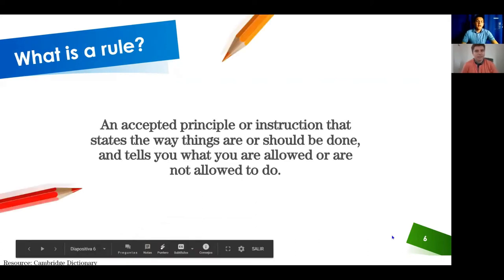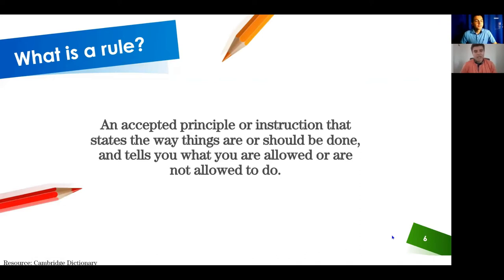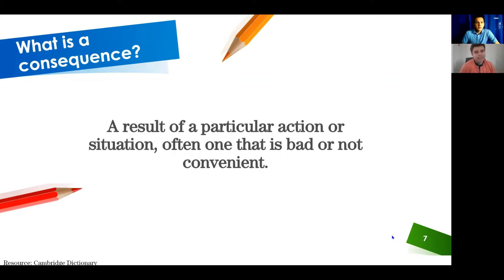So, Kike, what is a rule? According to Cambridge Dictionary, a rule is an accepted principle or instruction that states the way things are or should be done and tells you what you are allowed or not allowed to do. Danny, what is a consequence? A consequence, according to the Cambridge Dictionary, is a result of a particular action or situation, often one that is bad or not convenient.